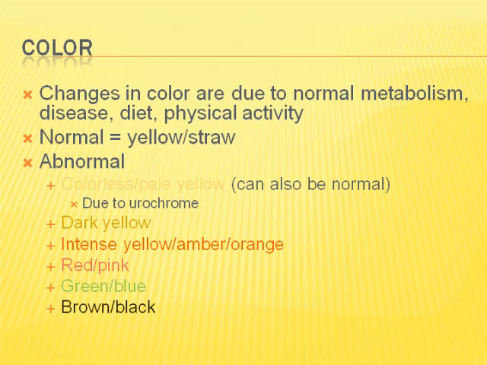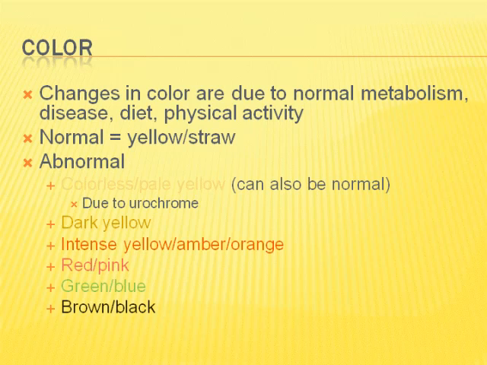Greenish or bluish urine could be due to maybe Pseudomonas infection, possibly things that were ingested. Brown or black urine would definitely not be normal. It can be due to melanin or different amino acidopathies present. So lots of different colors. It definitely is something to be noted on the report.